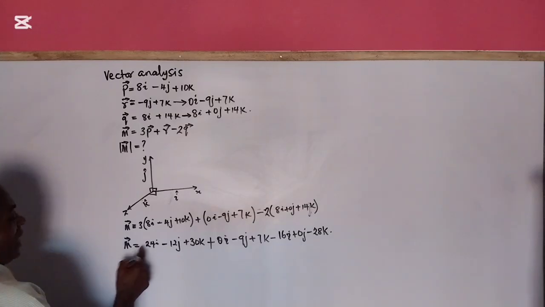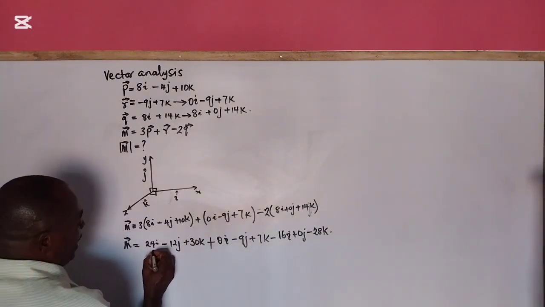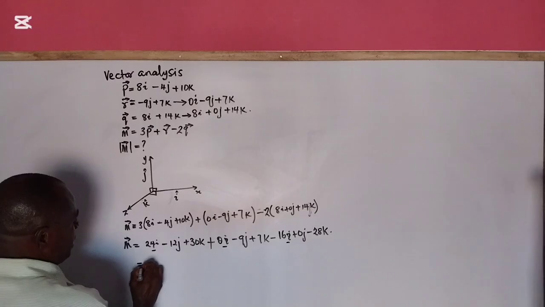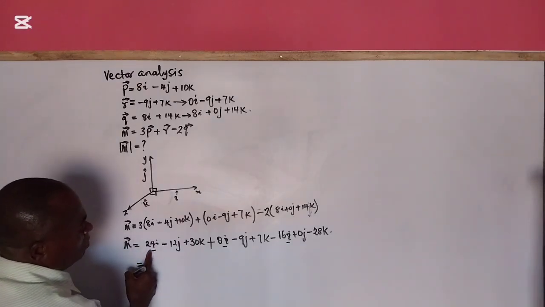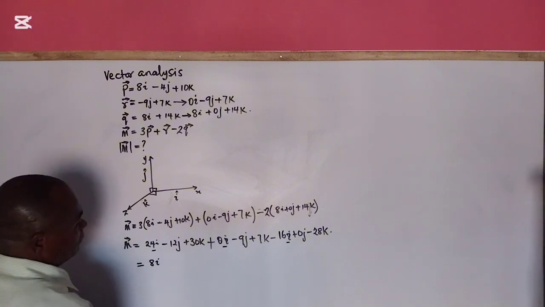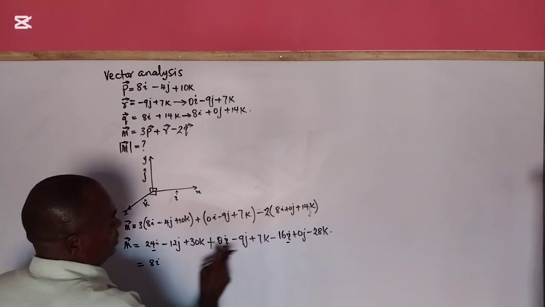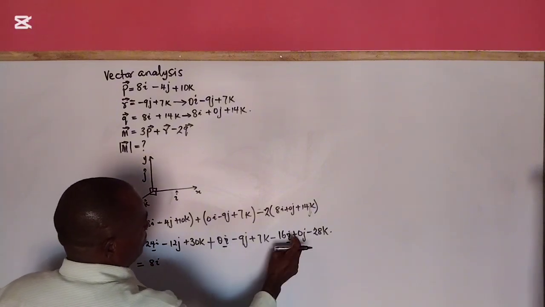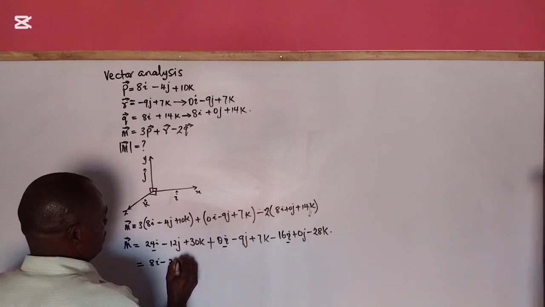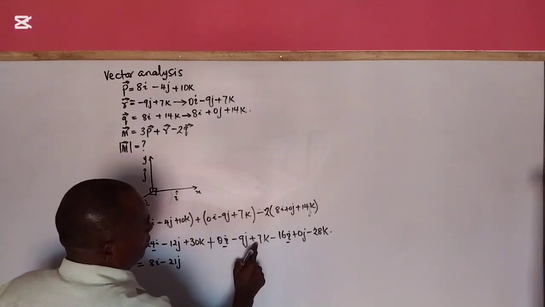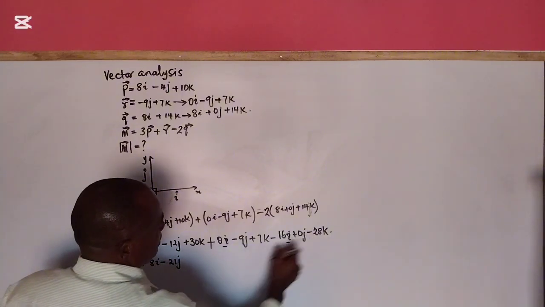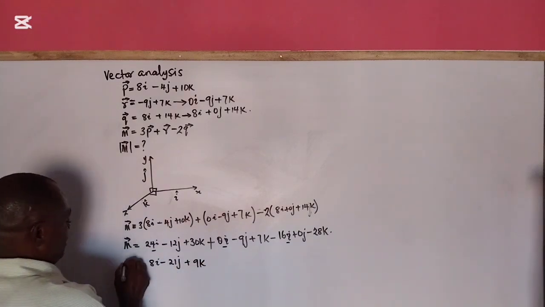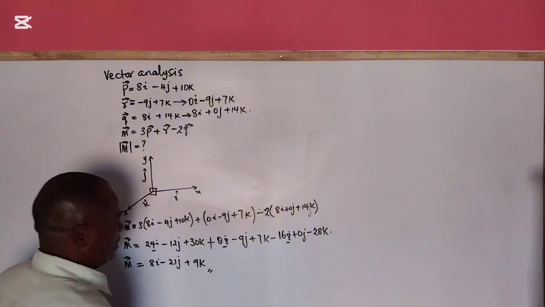So what we have now, we have to add or subtract. You pair up anywhere you have i, like 24i, 0i, minus 16i. If we compute that, our result is going to be 24 minus 16, that's going to give us 8i. And then minus 12j minus 9j, that's going to give us minus 21j, then plus 0j. Finally, 30k plus 7k is 37k, take away 28k, which gives 9k. Eventually, this is what m stands for.